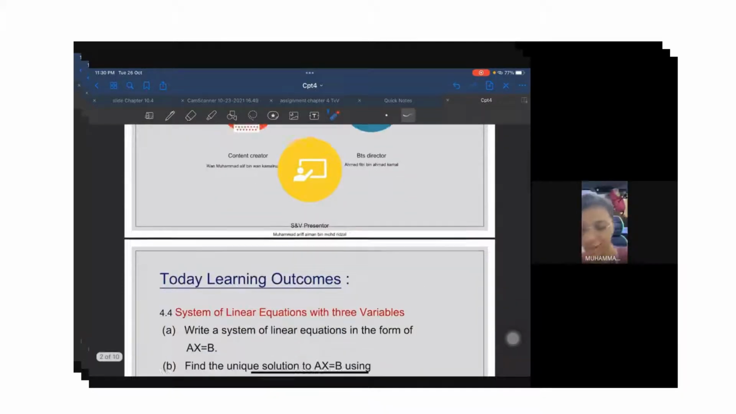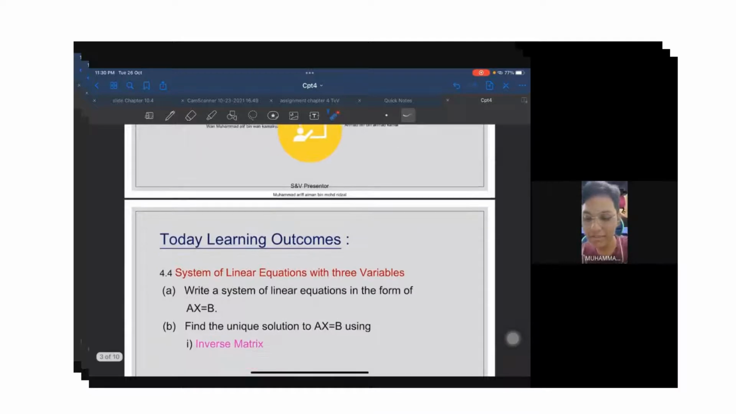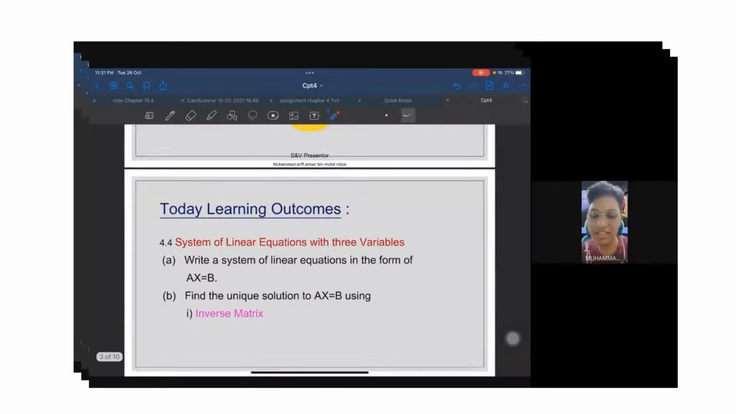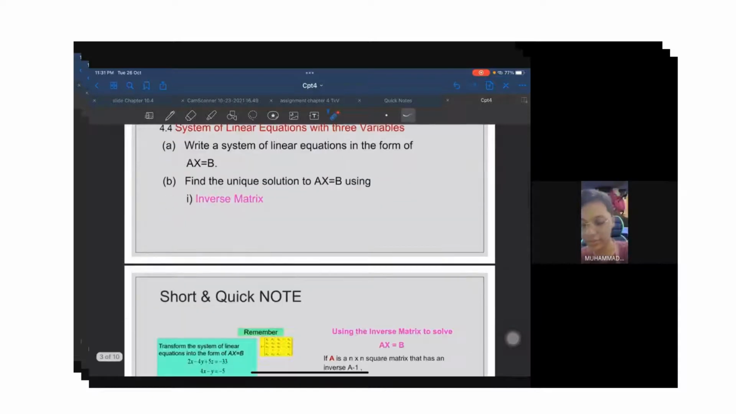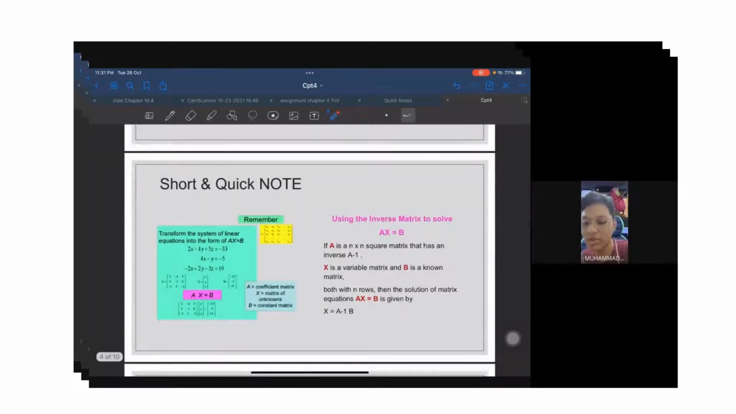Today's learning outcomes for 4.4, system of linear equation with three variables, ask us to write a system of linear equation in the form of AX equal to B and find the unique solution to AX equal to B using inverse matrix. This is a short and quick note.